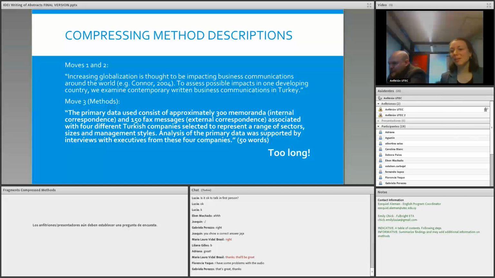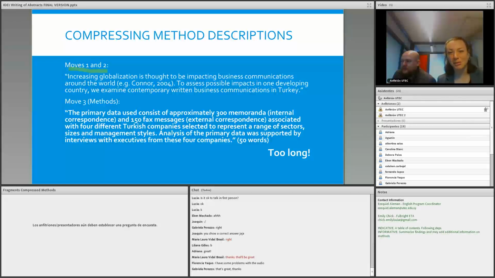Yeah, since they can be a lot more complicated to explain, but you have maybe one, maximum 2 sentences to describe the whole process you used. And we can take, for example, the methods section that's included here on this slide. So it starts out with moves 1 and 2. Increasing globalization is thought to be impacting business communications around the world. To assess possible impacts in one developing country, we examine contemporary written business communications in Turkey. So those two are perfect, connected.